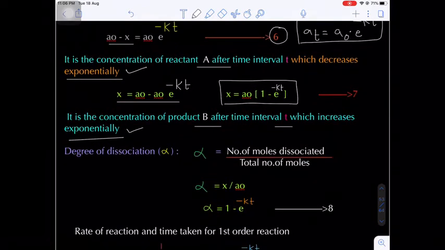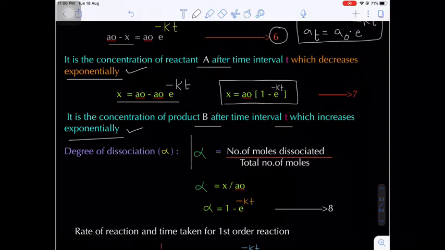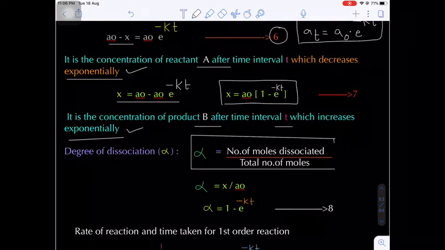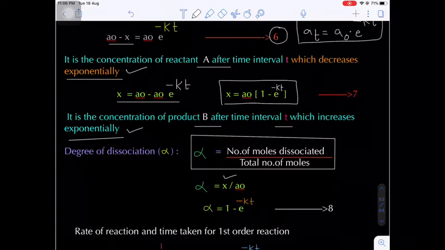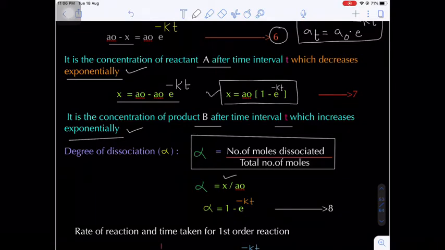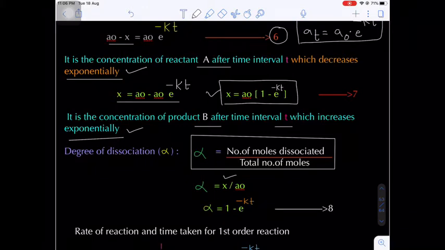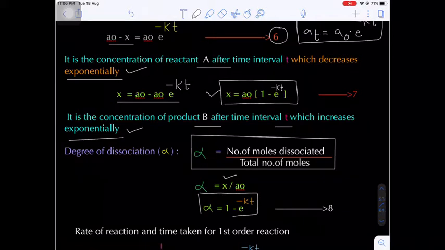Next, one more important one, degree of dissociation. What is the definition of a degree of dissociation? Degree of dissociation is nothing but the number of moles dissociated divided by the total number of moles initially taken. This is called alpha. How many moles dissociated? X out of A naught moles. So alpha is equal to X by A naught. From here, X by A naught is 1 minus e to the power minus kt. So alpha will be equal to 1 minus e to the power minus kt.